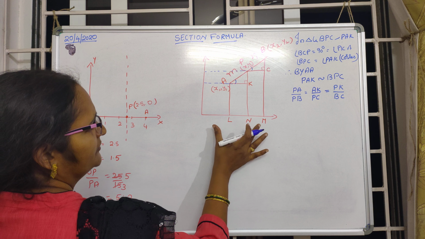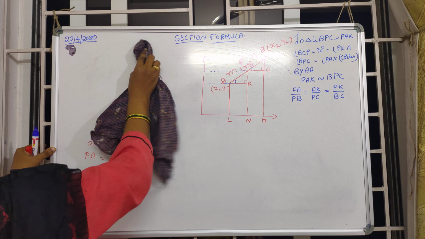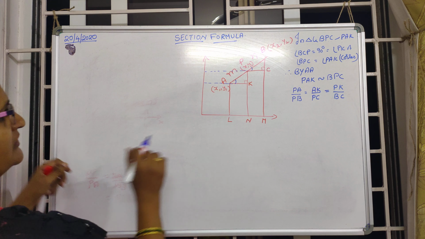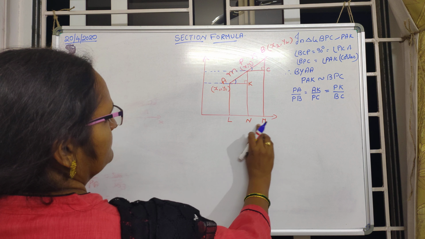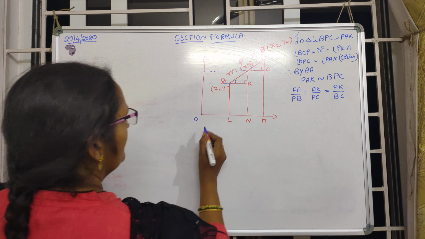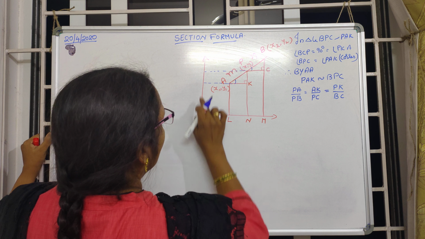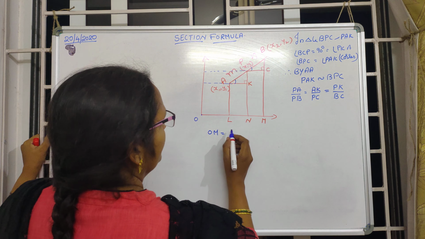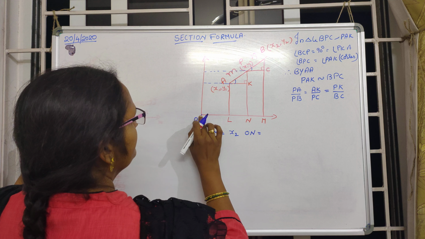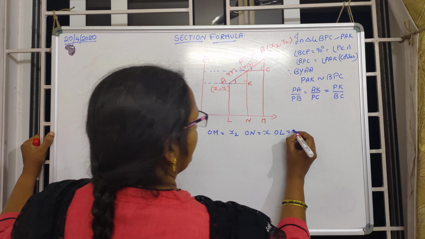Now here in this sum, once you check it out, let me rub this one. Now please check it out here. Here I am going to find out OM. Now from here O to M. OM is how much? The distance from the y axis is nothing but x2. OM is x2. What about ON? The distance from here to here is x. What about OL? OL is nothing but x1.